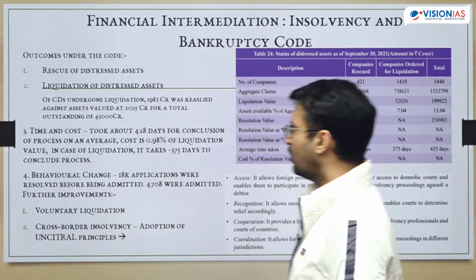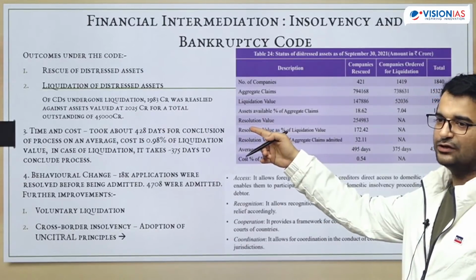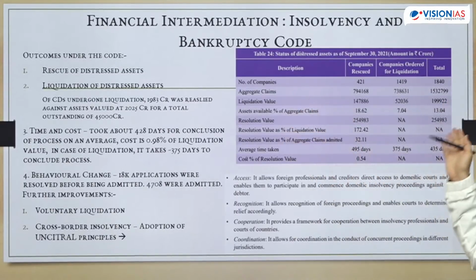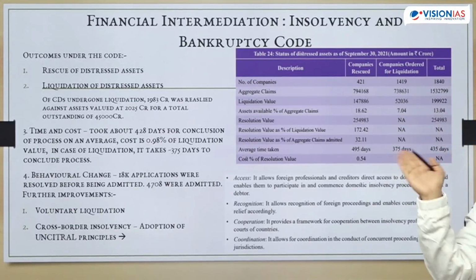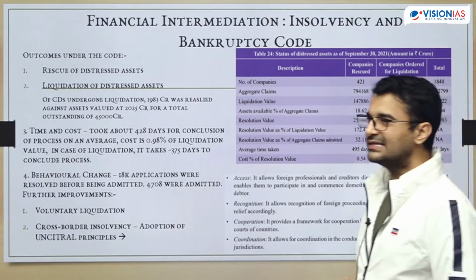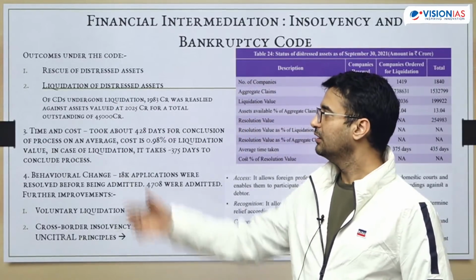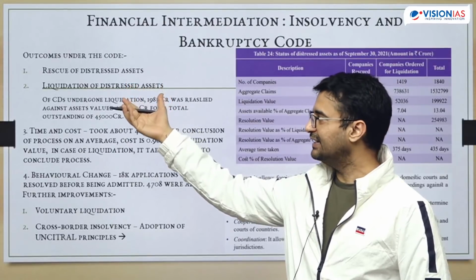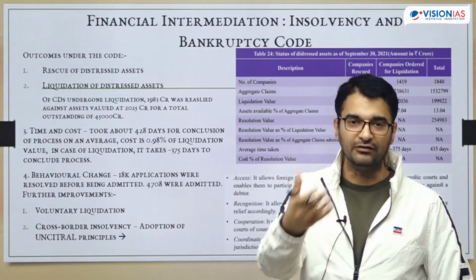Your economic survey talks about various developments of IBC. It talks about first, rescue of distressed assets. There is a table here in which we have got rescue, claims, liquidation, every information is there. That is there in your economic survey. It assesses IBC based on rescue of distressed assets. How many assets could it rescue? It assesses based on liquidation of distressed assets. What was the amount that you could recover from liquidation?